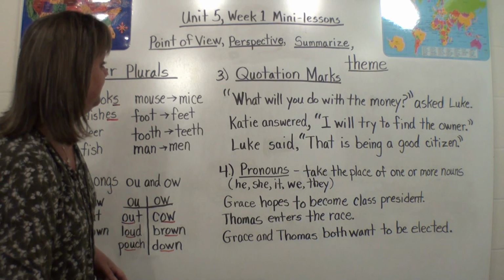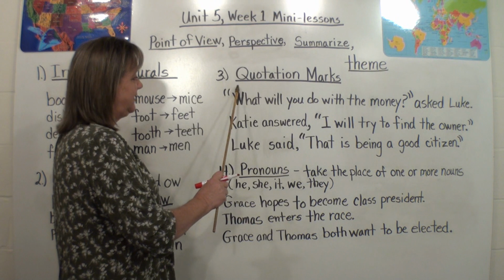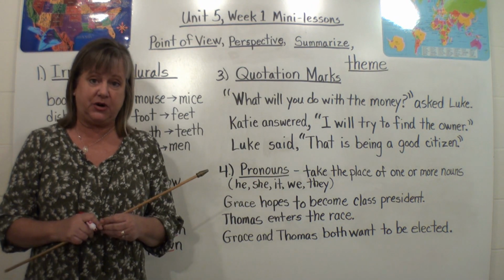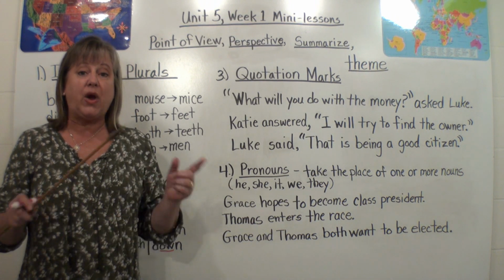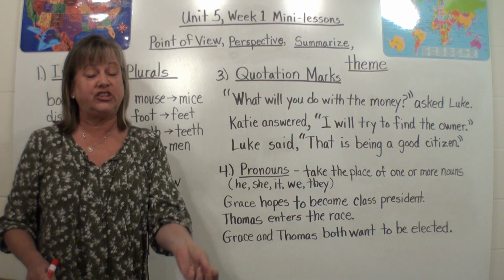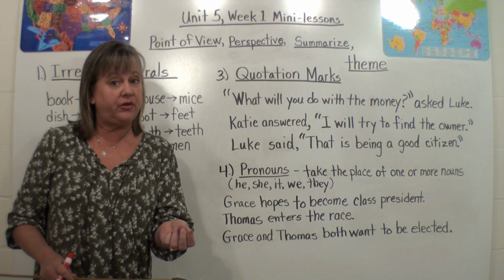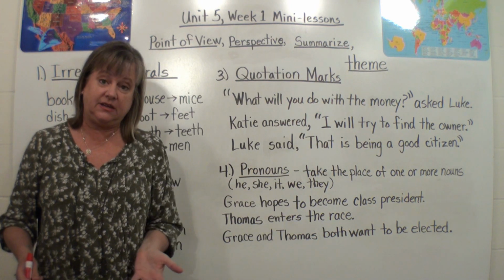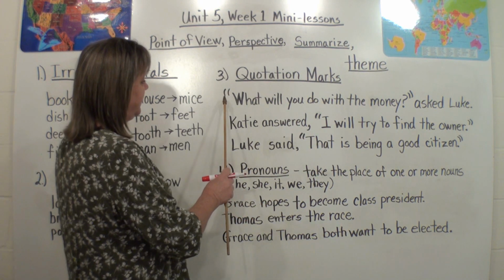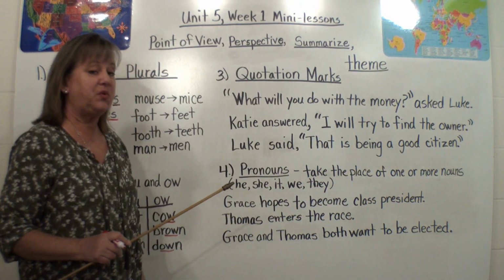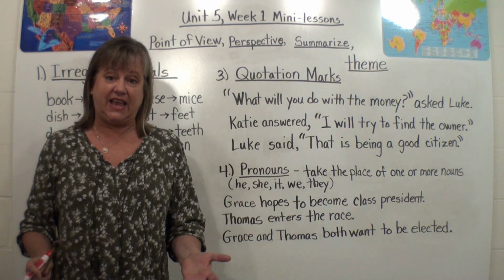Going on. Number 3 is about quotation marks. Now, we use quotation marks if we're an author around what a character actually says. The words that actually come out of a character's mouth. The dialogue in the story when characters are talking. Quotation marks are these little marks right here and right here. And we put them around what is actually said.